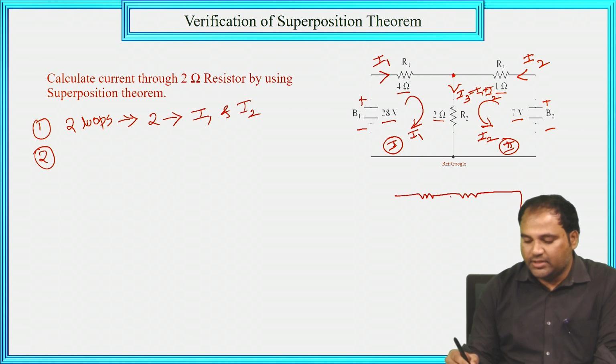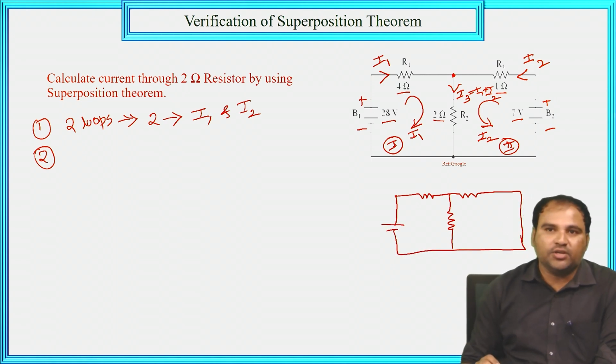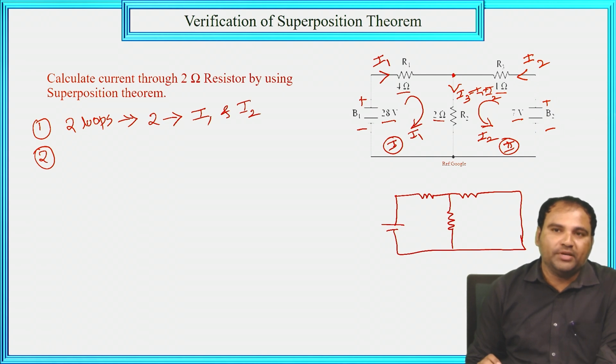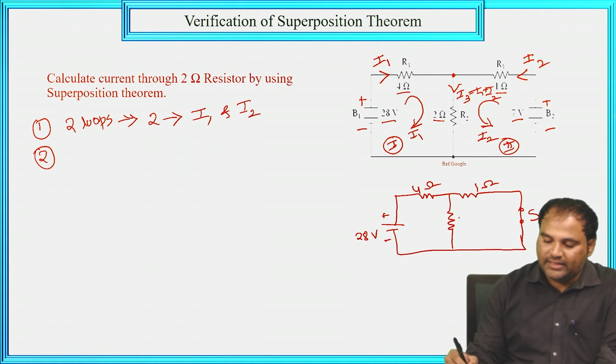So I need to short circuit the voltage source. In the circuit we have the voltage source, so we need to short circuit it. If the circuit contains a current source, we need to open circuit the current source. Here voltage is there, so we short circuit the voltage source, and the remaining elements are the same. This is 28 volt, this is 4 ohm, this is 1 ohm, and this is 2 ohm.